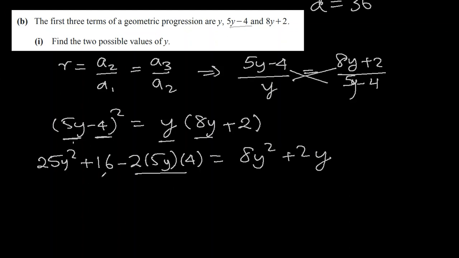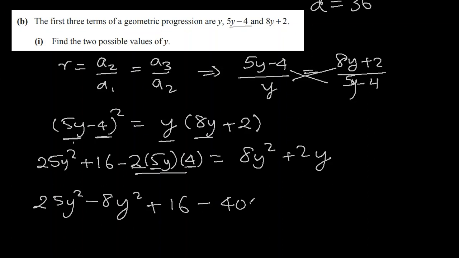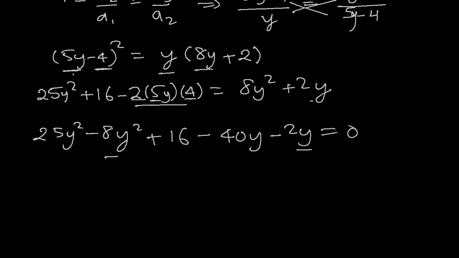Let's expand this and bring everything to the left side. 25y squared minus 8y squared, plus 16, minus 2 times 5 is 10, 10 times 4 is 40y, and this 2y will also come to the left side. So 8y squared and 2y, both of them have come to the left side, and let's simplify this. This becomes 17y squared minus 40 and 2, 42y, plus 16 equal to 0.